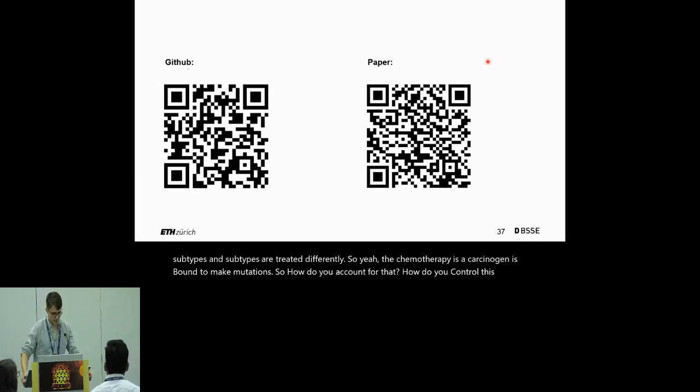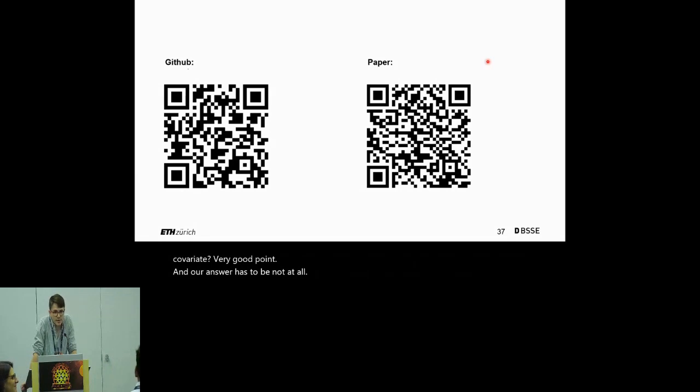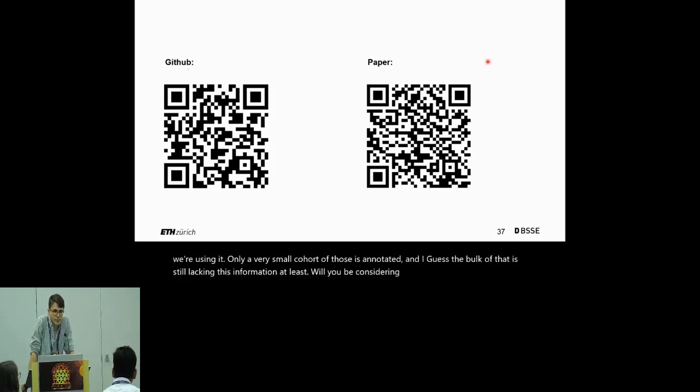Very good point. And our answer has to be not at all. Because the sad reality is that we do not simply have this data available for the data set we're using. Only a very small cohort of those is annotated. And I guess the bulk of that is still lacking this information. At least, will you be considering the subtype information? So for the subtypes, we had only non-small cell lung cancers and only learned on those. So we did not utilize any other tumor types in that. Okay, in the future, hope.